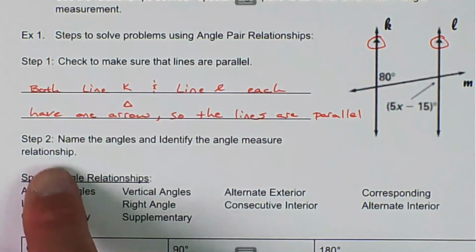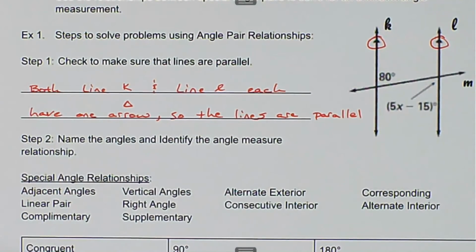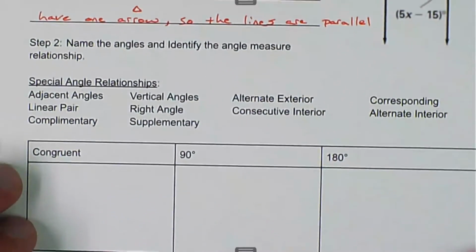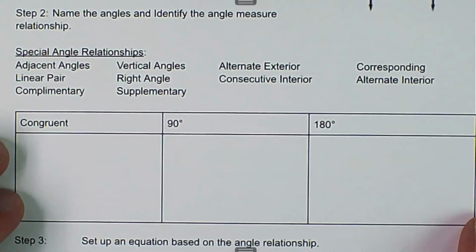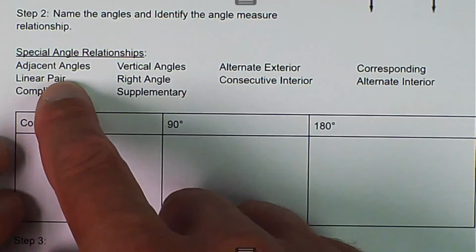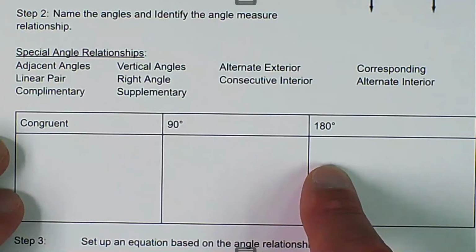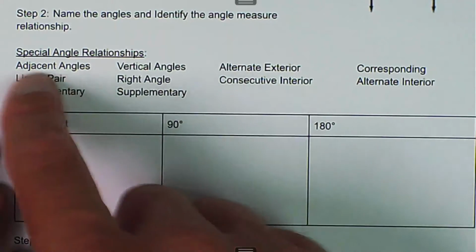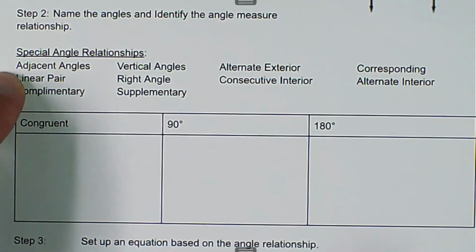Step number two is we need to name the angle and identify the angle measure relationship. So is there a relationship? Are they congruent? Are they 180? What's the relationship? So some relationships that we have, we can remind ourselves what exactly they are. And in this case, adjacent angles, when we're referring to this drawing over here, those will be 180 degrees if they're adjacent, but not all adjacent angles are 180 degrees. Really what this should say is linear pair. So I will write that one, linear pair.